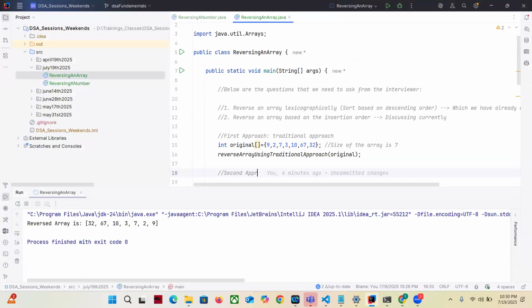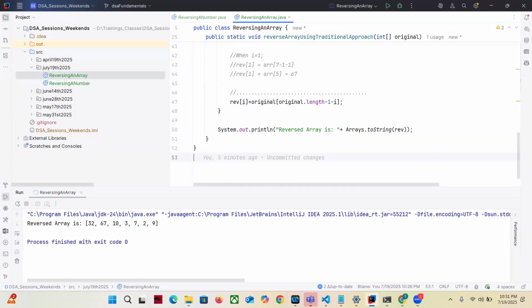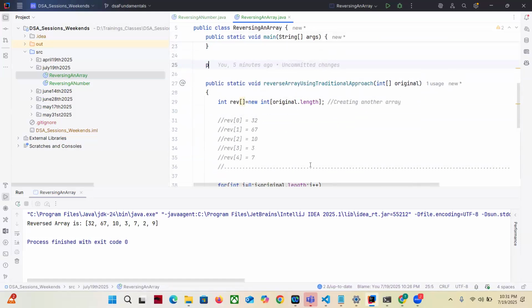Second approach. What is the second approach? Using the two-pointer algorithm. This is called in-place reversal. Okay. So what will I do here? Let me write another method. Public static void, using two pointers.